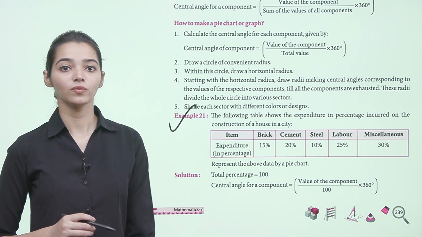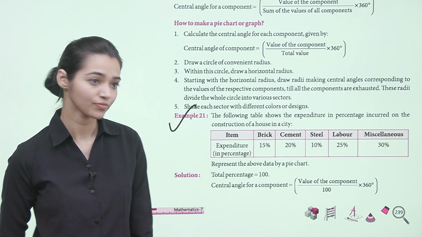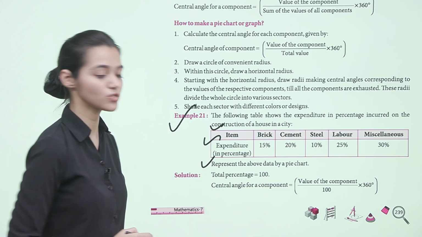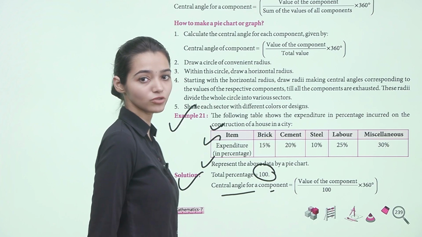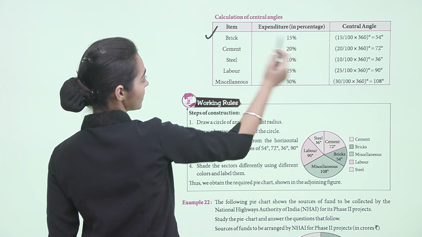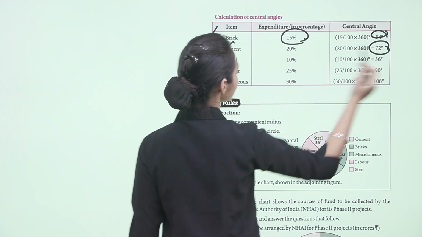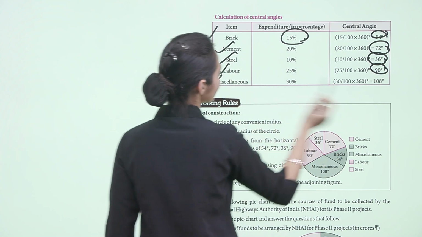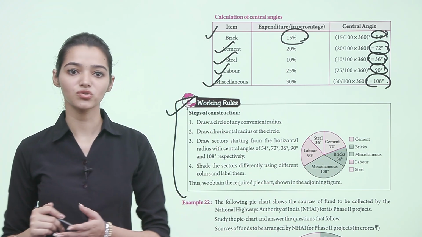Here's our example number 21. The following table shows the expenditure in percentage incurred on the construction. Here is the item and here is the expenditure. Here we have to represent this data by a pie chart. Total percentage is 100. The central angle for a component will be the value of the component upon 100 into 360 degrees. Now for brick, 54 degrees. For cement, 72 degrees. Steel, 36 degrees. Labor, 90 degrees. Miscellaneous, 108 degrees.